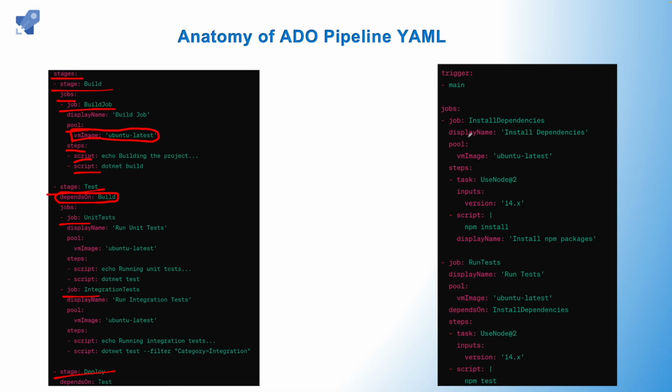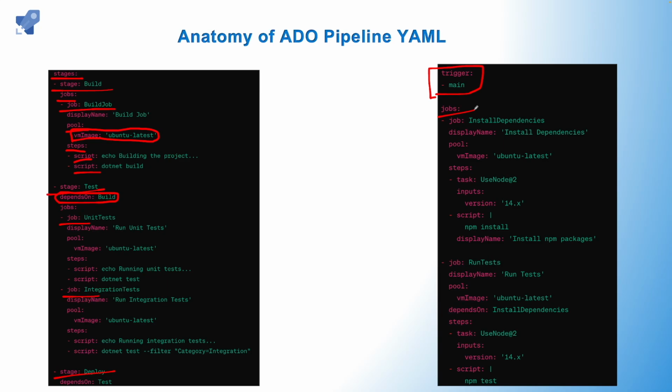Now on the right side, it starts with a trigger. It means when our code is pushed to main via PR review merging, this pipeline will be triggered. It doesn't have any stage mentioned here because there is only one stage. So when there is one stage, it is optional. You don't need to mention it.